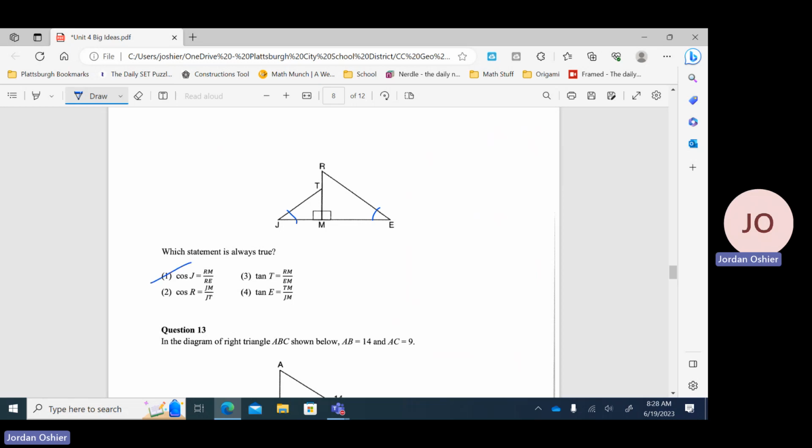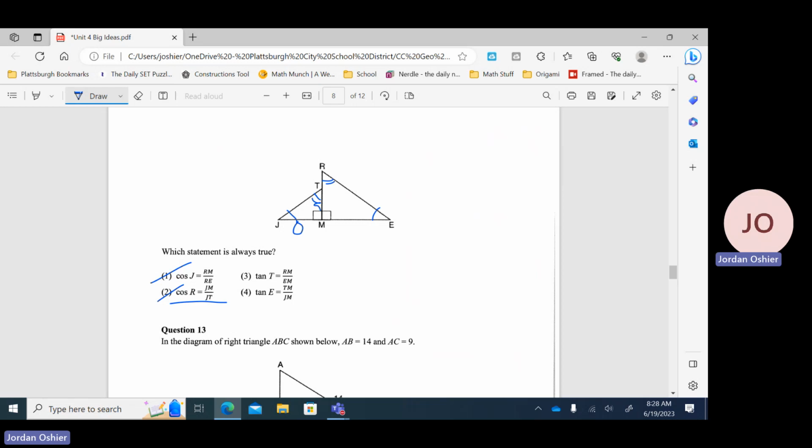It's not that. Cosine R, so T corresponds to R. The cosine of R would be adjacent, RM over RE, but again, it's not in the same triangle, so that's the tricky part of this. In that triangle, it would be TM over JT. It's not that one. Tangent of T, so opposite over adjacent. So that would be JM over TM, but again, we're not in that one.